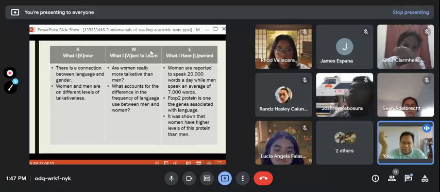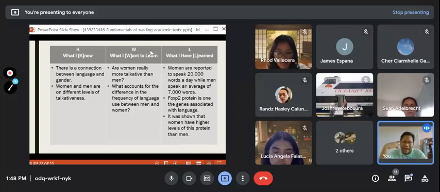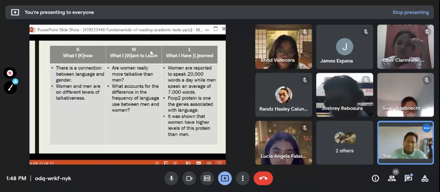Women are reported to speak 20,000 words a day, while men speak an average of 7,000 words. Wow! Is this true? Do you feel like it's true? FOXP2 protein is one of the genes associated with language. And it was shown that women have higher levels of this protein than men, thereby allowing them to speak more words than men.